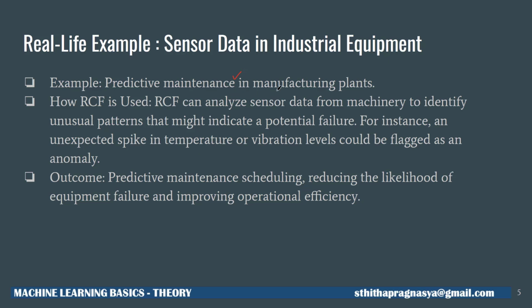What can you use this for? Predictive maintenance in manufacturing plants. This is the category of that industry, and this is a specific example in that industry. RCF can analyze sensor data from machinery to identify unusual patterns that might indicate a potential failure. For instance, an unexpected spike in temperature or vibration levels could be flagged as an anomaly, and the outcome would be predictive maintenance scheduling, reducing the likelihood of equipment failure and improving operational efficiency.